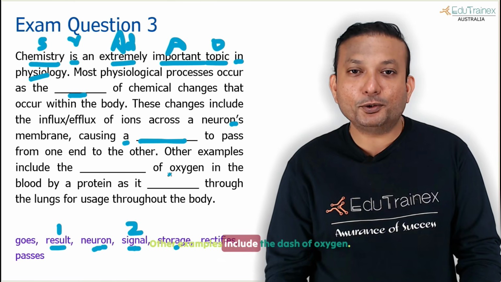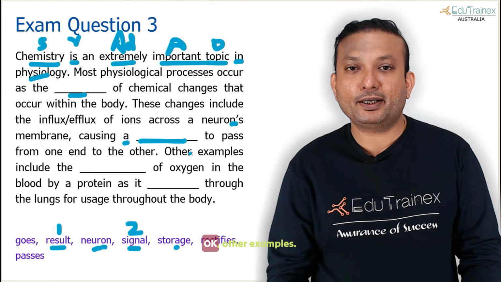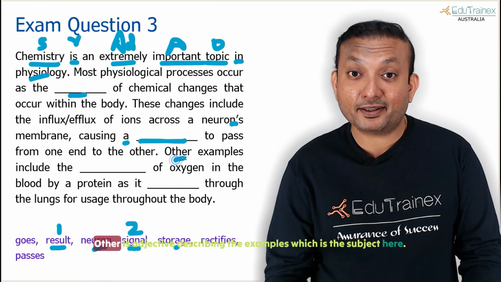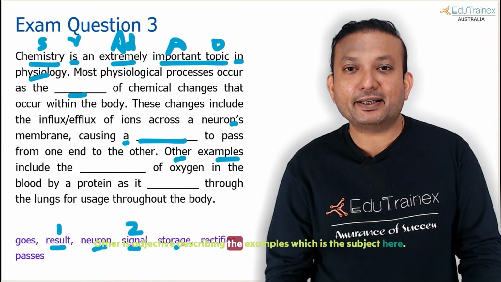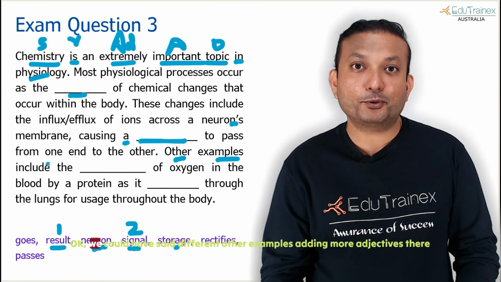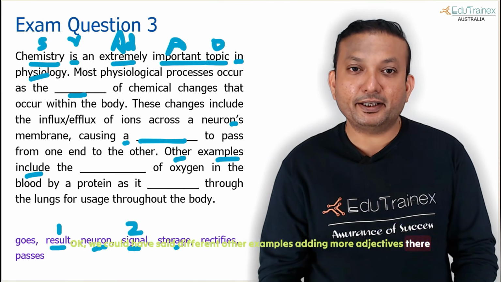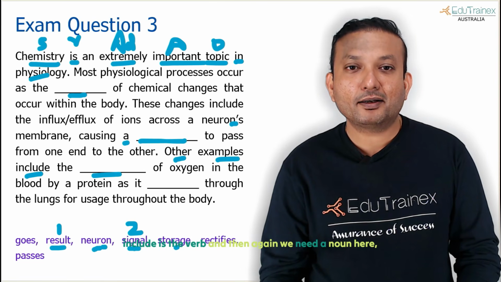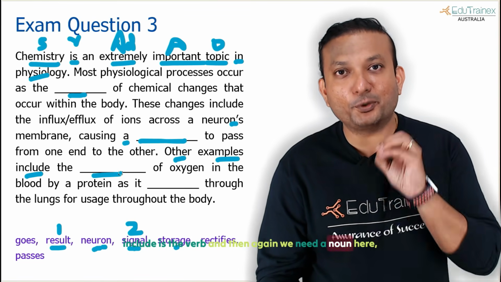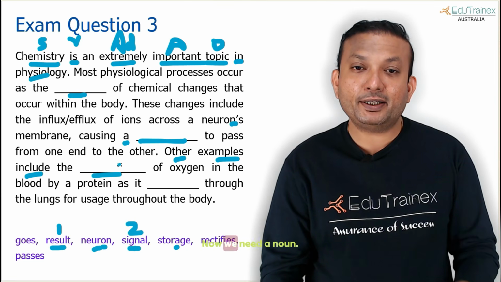Other examples include the dash of oxygen in the blood by a protein. Okay. Other examples. Other is adjective describing the examples, which is the subject here. Other examples. We could have said different other examples, adding more adjectives there. Include is the verb, and then again we need a noun here, not a verb, because we have already found subject, verb. Now we need a noun.